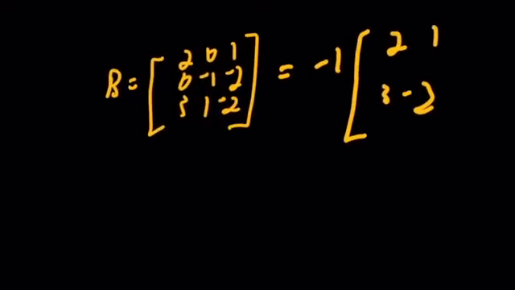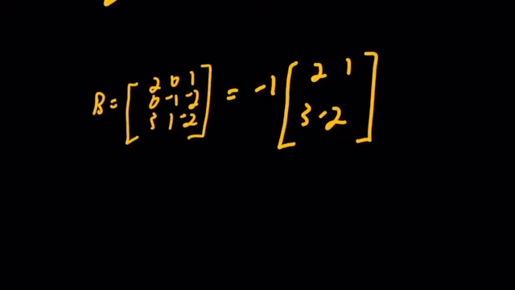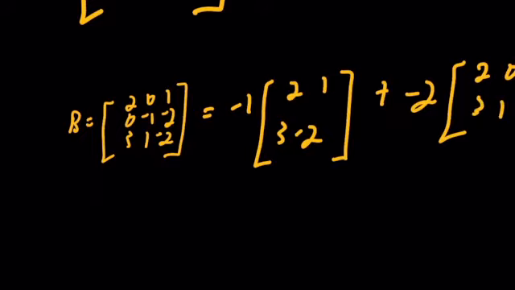My bad, guys. And we're going to add that. We're going to add the negative 2 entry. And we're going to concern ourselves with the remaining entries at negative 2. And we have 2, 0, 3, 1.